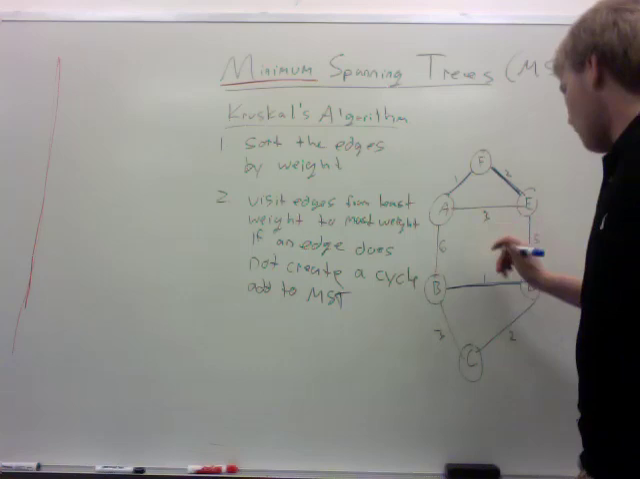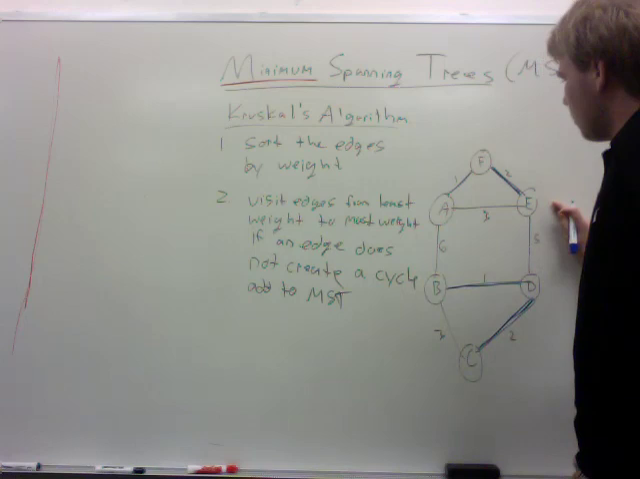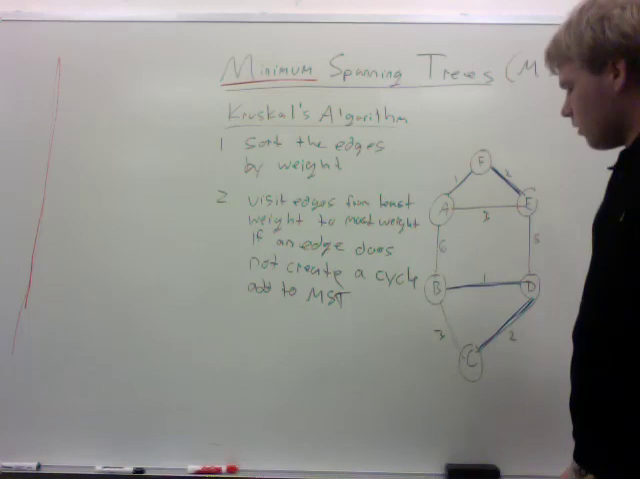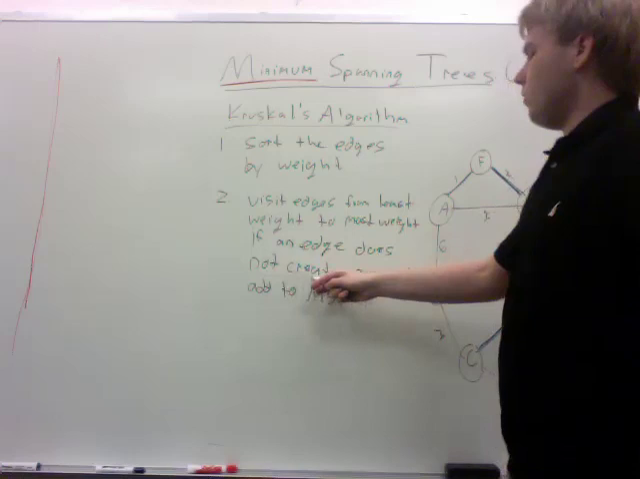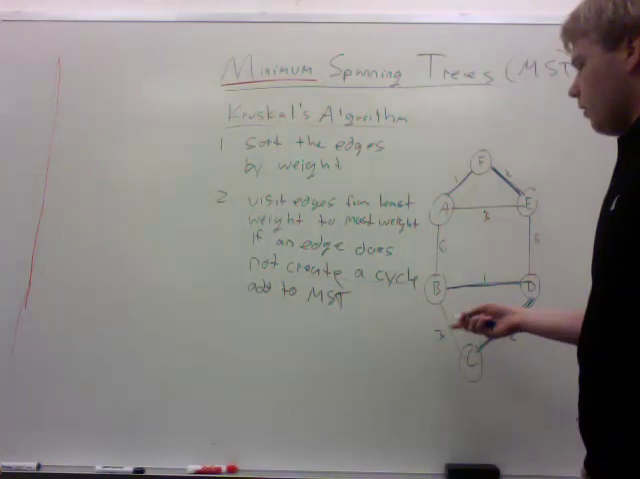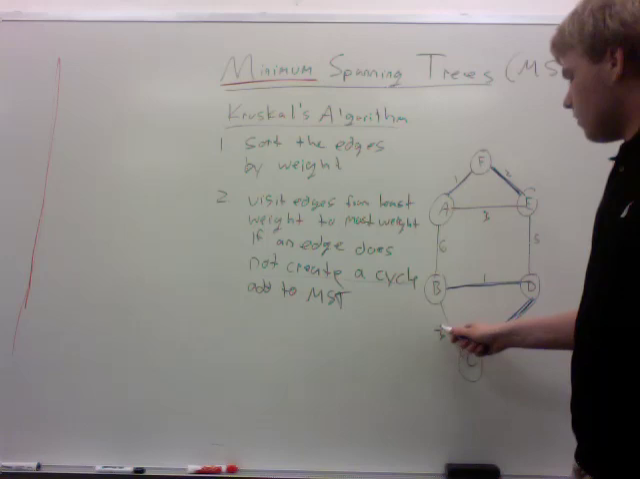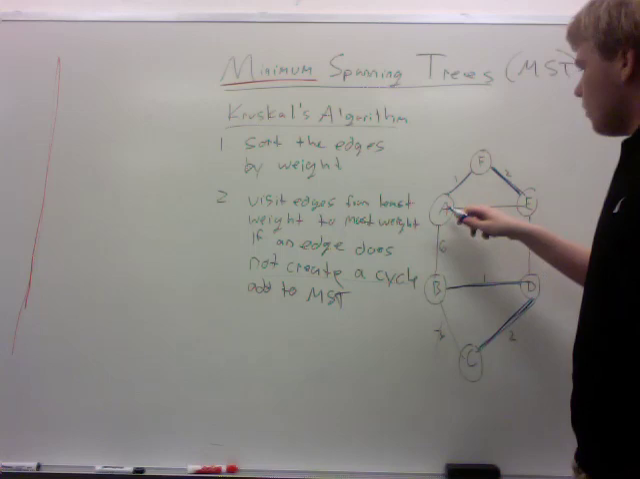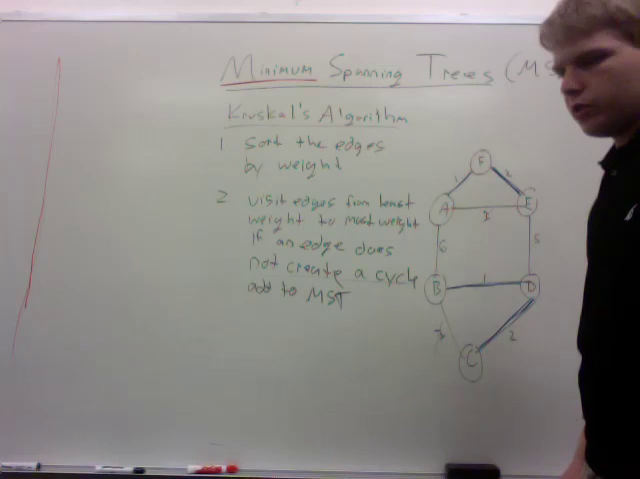We look at our graph again. 2 right here is the least weight edge that we haven't chosen yet. So now we're going to look at our graph. 3 right here is the least weight edge, but we're not going to pick it because we can only choose edges that do not create a cycle. If we added this 3, we would have a cycle right here, which is not allowed in a tree, so we can't pick this. We've considered this edge, but we're going to ignore it. Same thing here. We can't choose this edge because it would create a cycle, so we're going to ignore it.